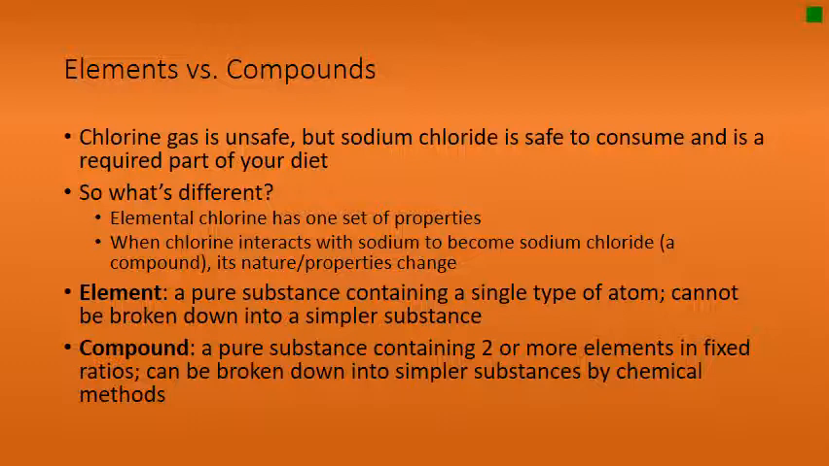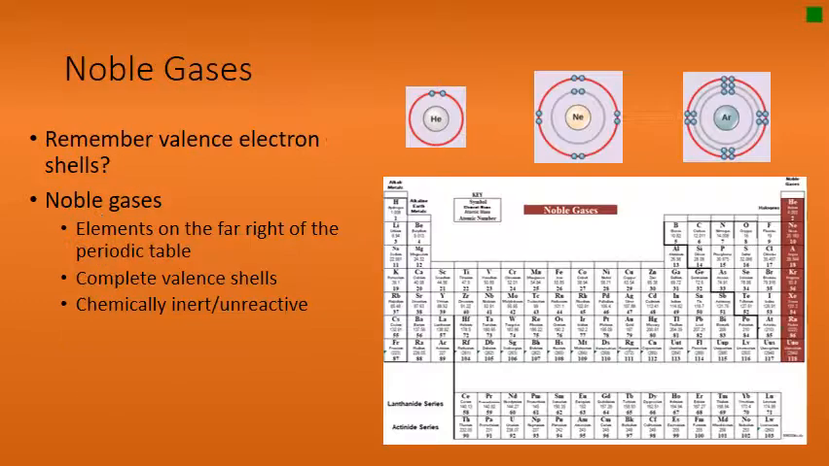Very specifically, an element is a pure substance that contains a single type of atom. Elements cannot be broken down into simpler pure substances, whereas a compound is still a pure substance, but it contains two or more different elements in fixed, well-defined ratios. They're whole number ratios, and it can be broken down into simpler pure substances by chemical means. Usually it can be decomposed back into its elements. So how do you make compounds from elements?